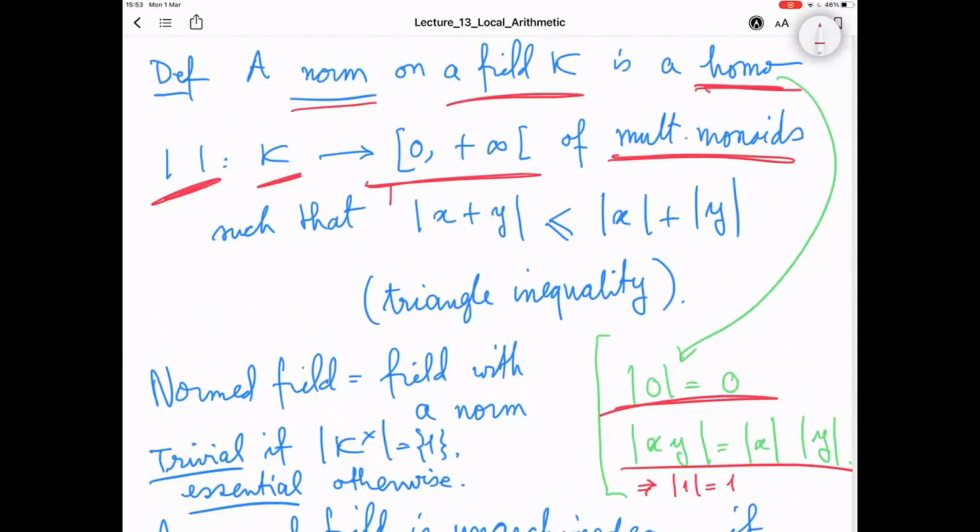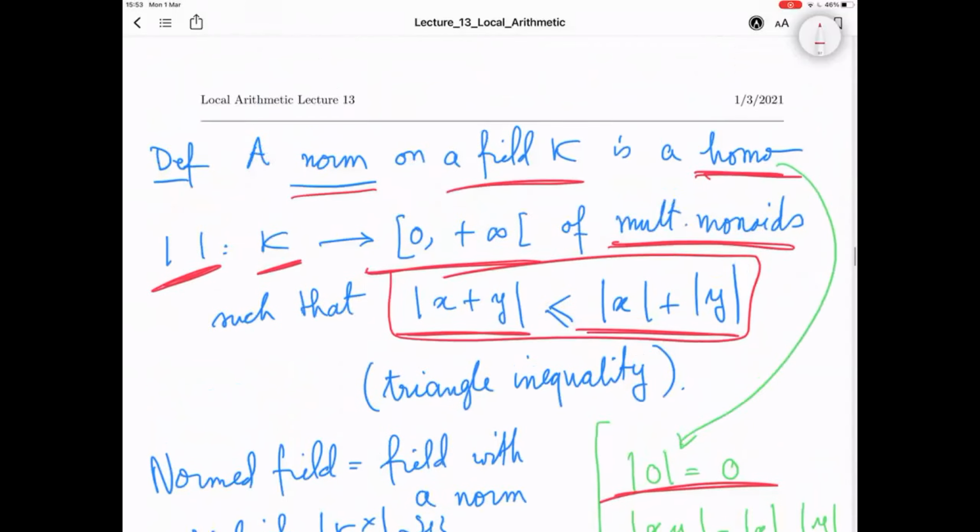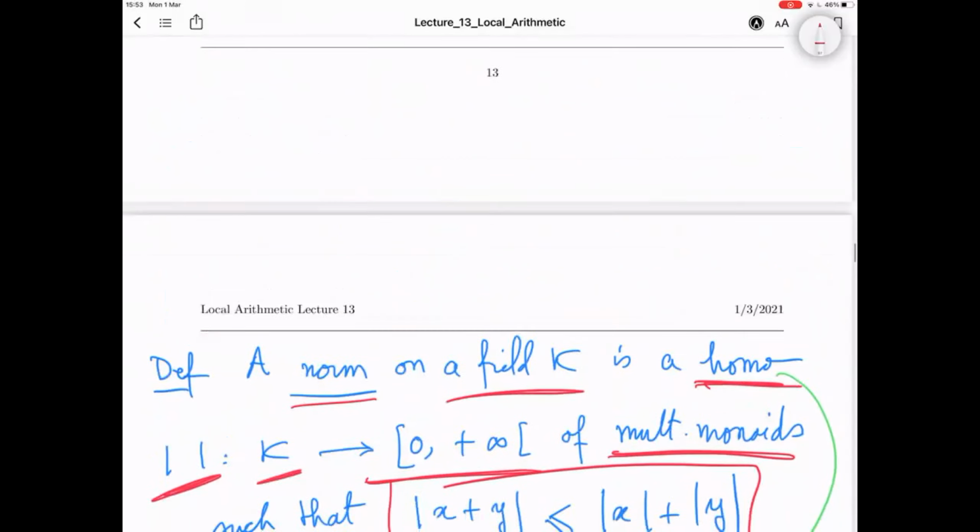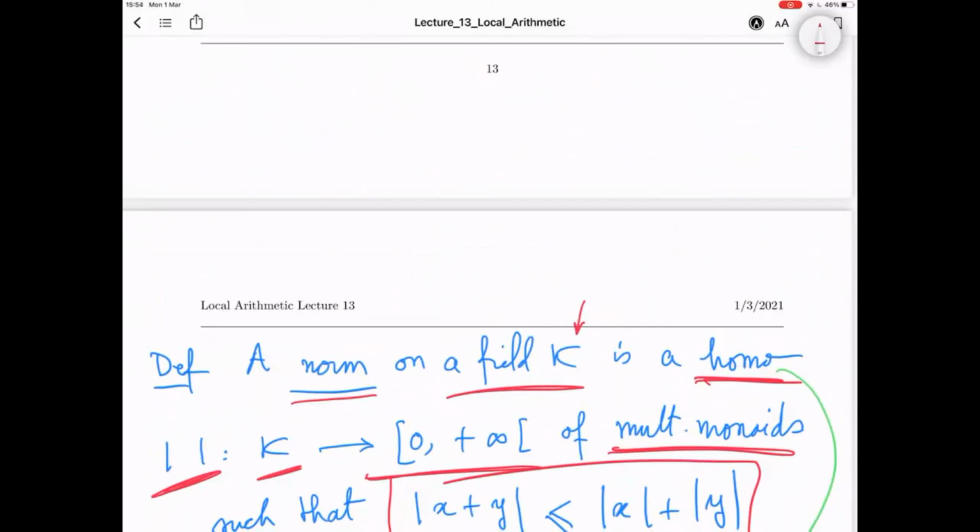But the important property is that the norm or the absolute value of x plus y is always less than the absolute value of x plus the absolute value of y. So this is not your usual absolute value on the real numbers or complex numbers. Here the field K is completely arbitrary, and that's why this is also being called a norm. So a norm, or an absolute value, it's also called an absolute value.